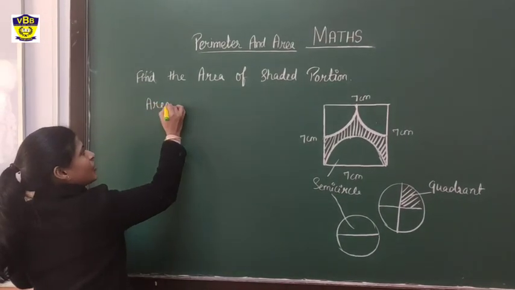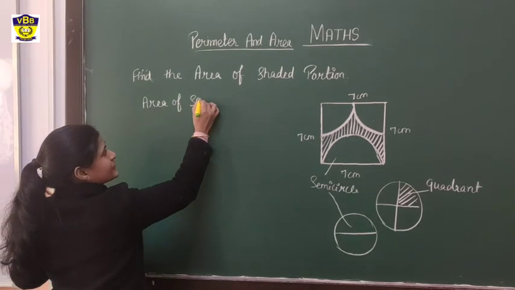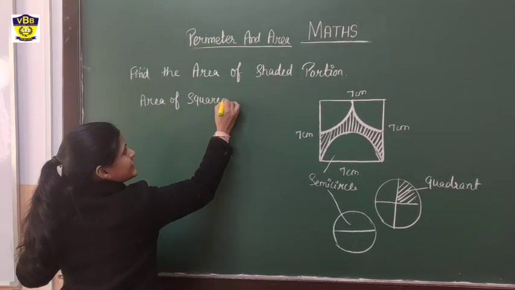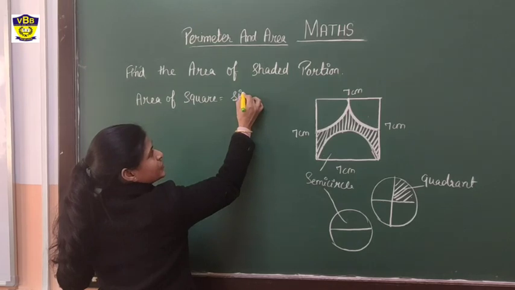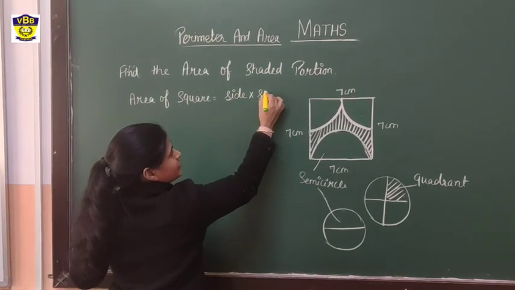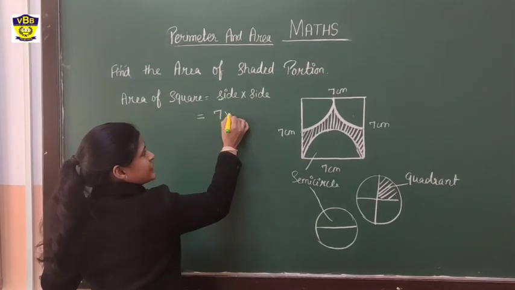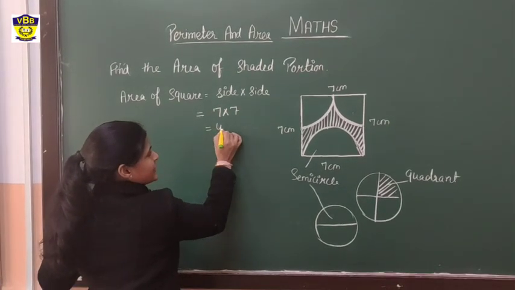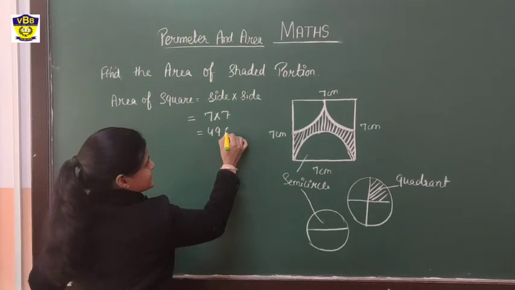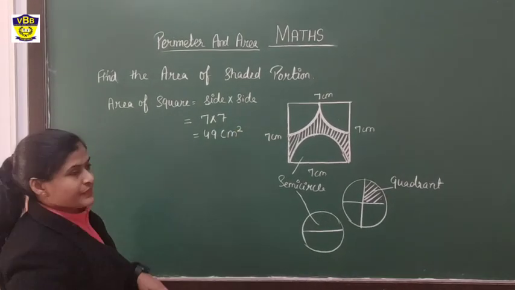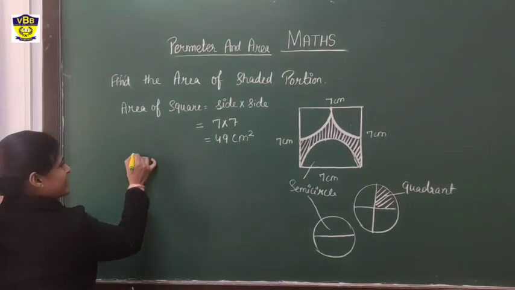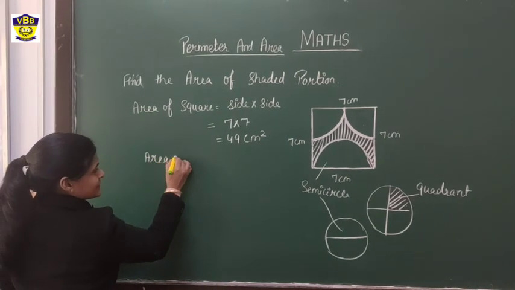So the area of the square. What is the area of a square? That is side into side. What is the value of side here? It is 7 into 7, 49 centimeter square. Okay. Now the area of a semicircle.